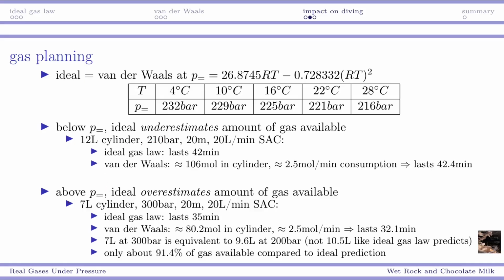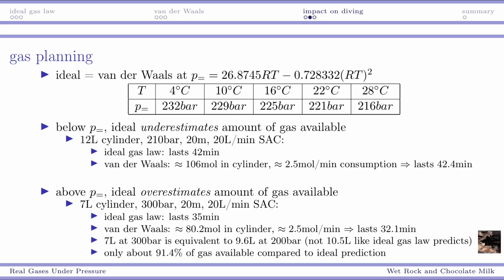So if we take a 7 liter on a 20 meter dive and 20 liter per minute SAC rate, then the ideal gas law, same computation, 300 bar, 7 liters gives us 2,100 bar liters. We still have 60 bar liters per minute of consumption. So 2,100 divided by 60 gives us 35 minutes of actual runtime on the cylinder.